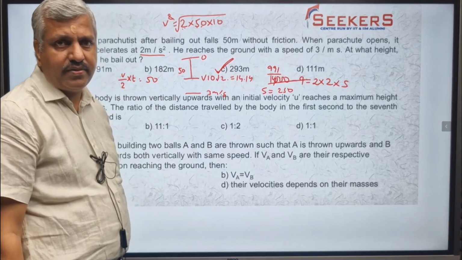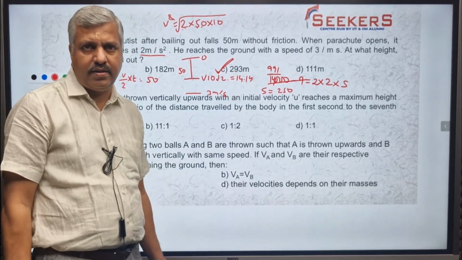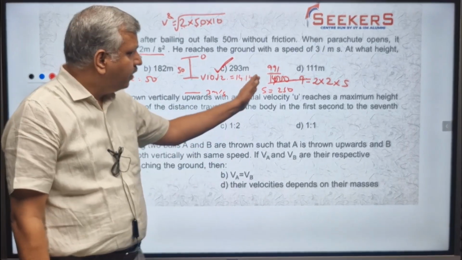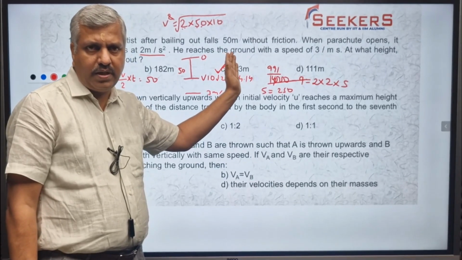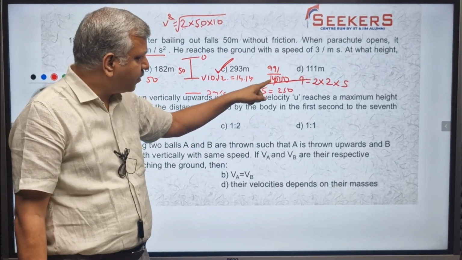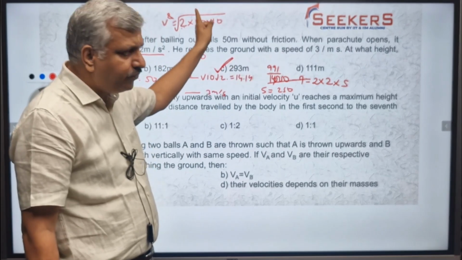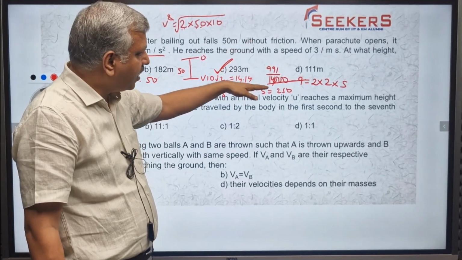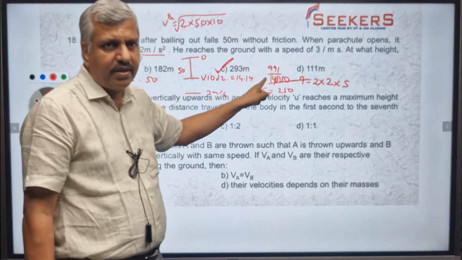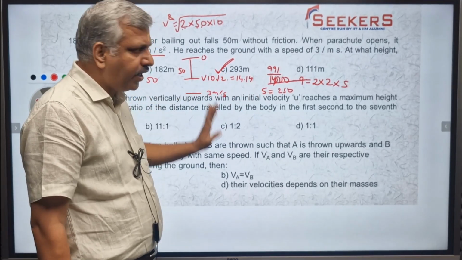Remember, in any of these exams they give you marks for ticking the right answer, they don't give you marks to find out the right answer and then do the answer. So I just do it approximately. Assume it was 1000 by 4, that would have been 250 plus 50, which would have been 300. So the answer is close to 300, but this is less than 250. So 293 is the right one.